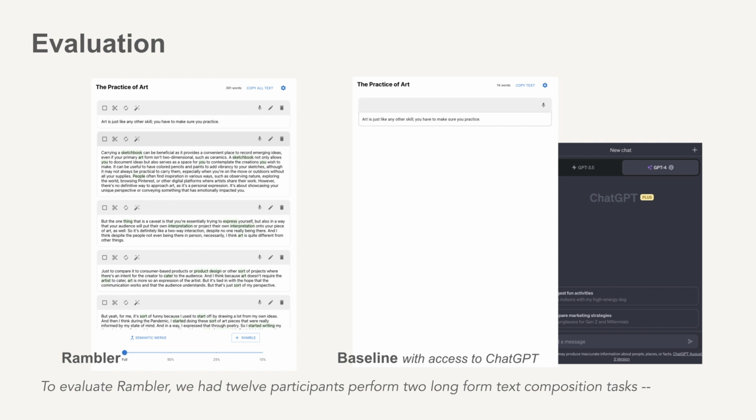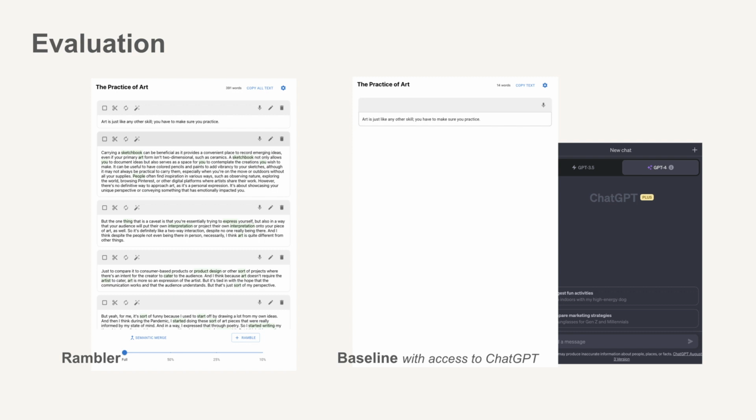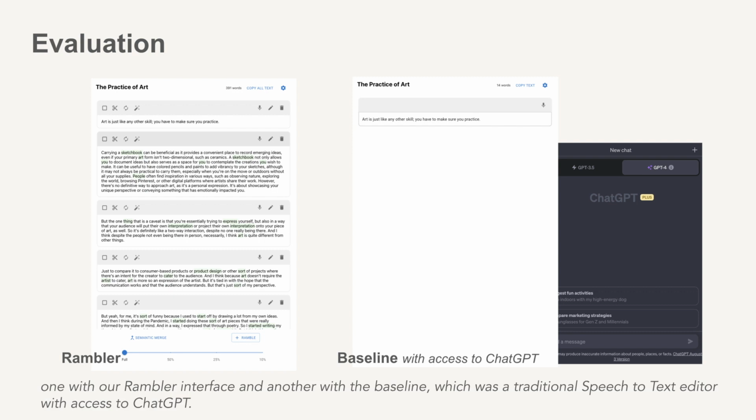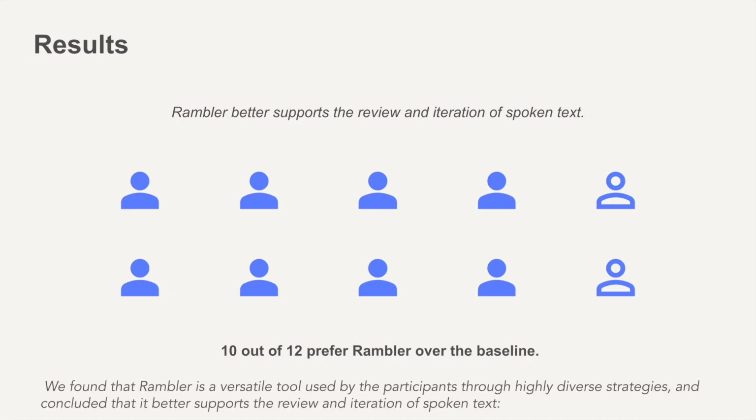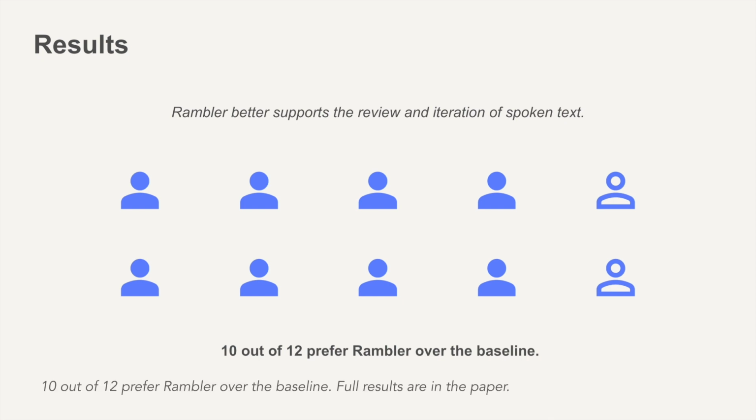To evaluate Rambler, we had 12 participants perform 2 long-form text composition tasks, one with our Rambler interface and another with the baseline, which was a traditional speech-to-text editor with access to ChatGPT. We found that Rambler is a versatile tool used by the participants through highly diverse strategies, and concluded that it better supports the review and iteration of spoken text. 10 out of 12 prefer Rambler over the baseline. Full results are in the paper.